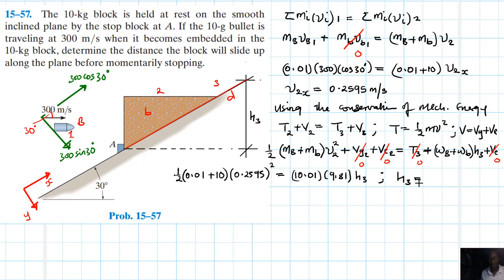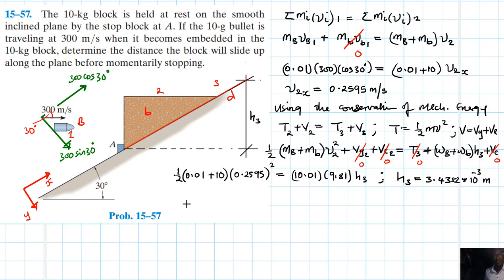Okay, so this height is very small. It's 3.4322 times 10 to the power -3. Let me check it once more. 10.01 by 0.5 by 0.2595 squared divided by 10.01 by 9.81. Okay, 3.4322 times 10 to the power -3.